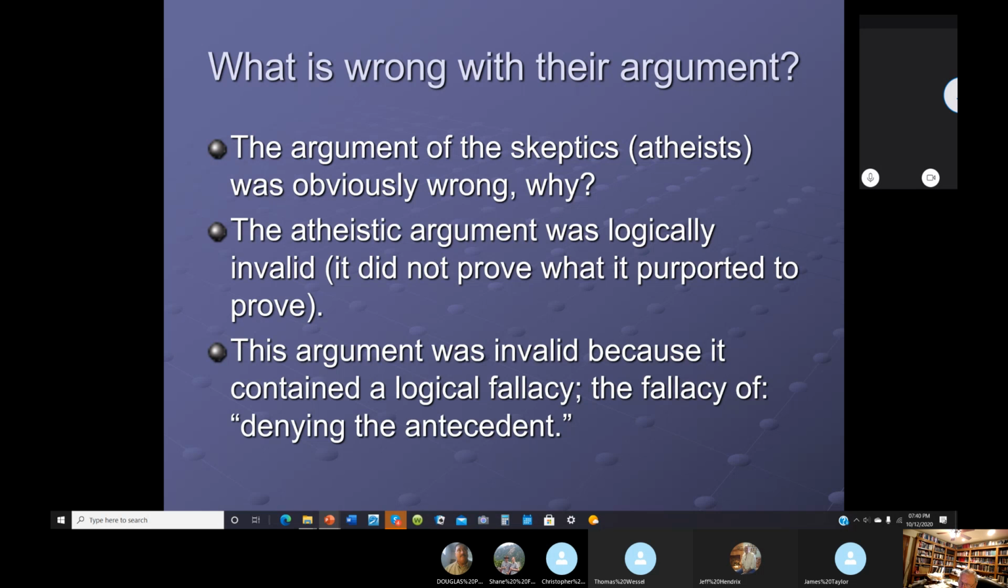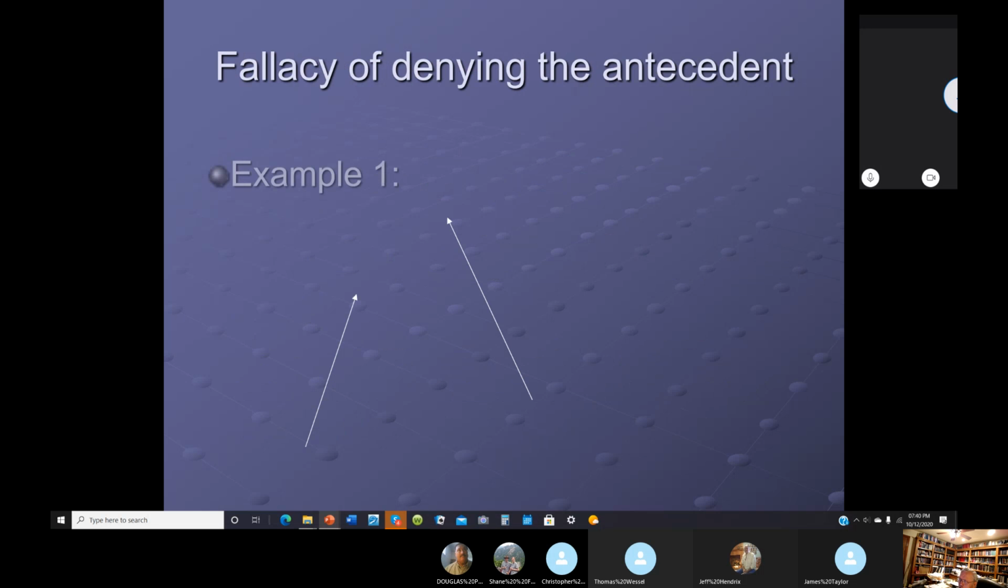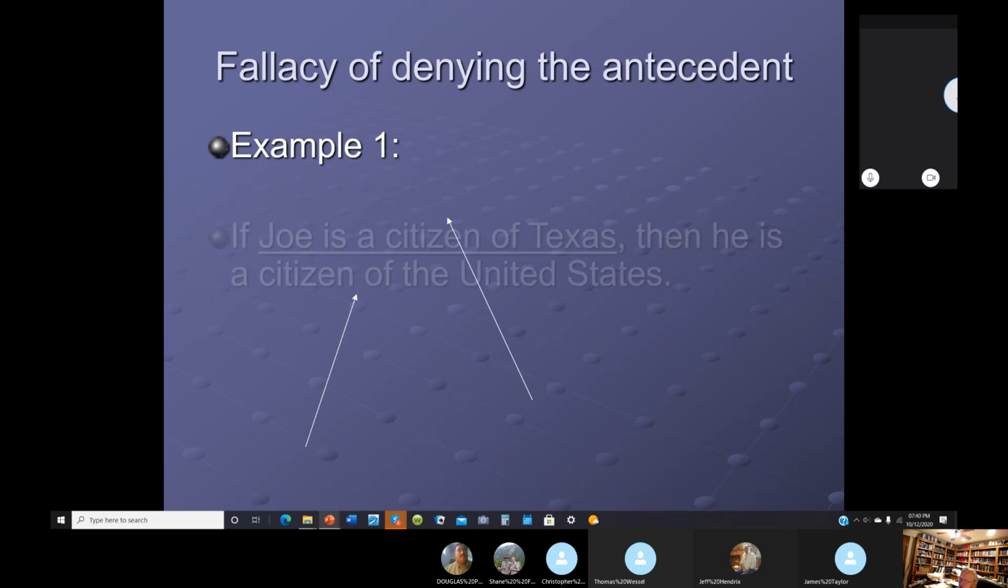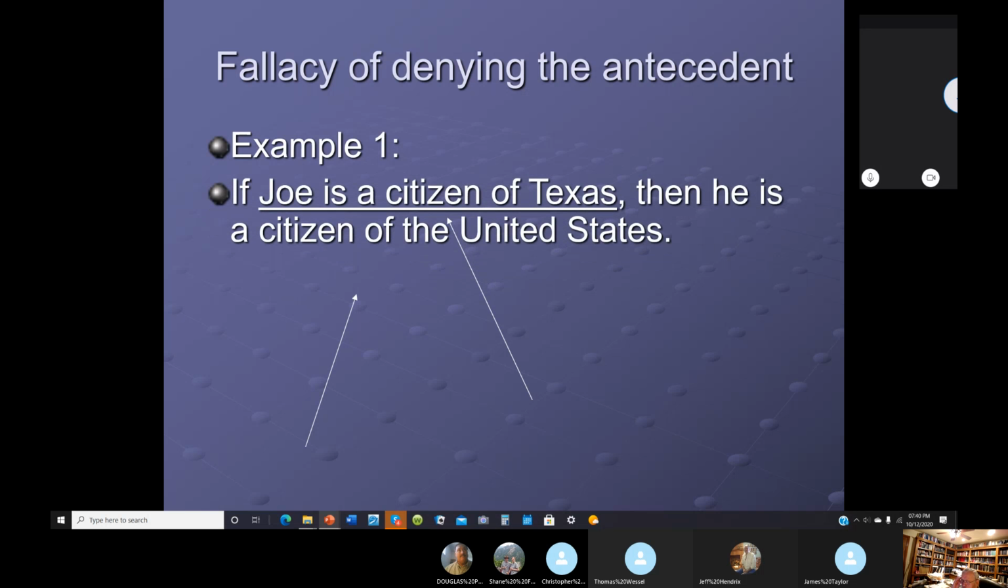Now, of course, the first premise was shown: they did find the evidence. If they hadn't found any, but you see, they have found it. Okay. But here is an example of denying the antecedent, just to illustrate it so we can see what it looks like. If Joe is a citizen of Texas, then he is a citizen of the United States. Well, that's true, because every citizen of Texas is also a citizen of the United States.